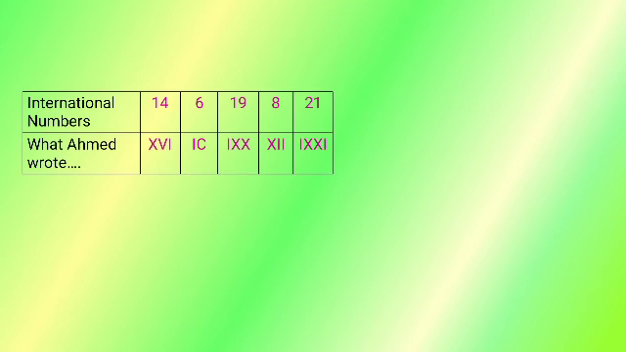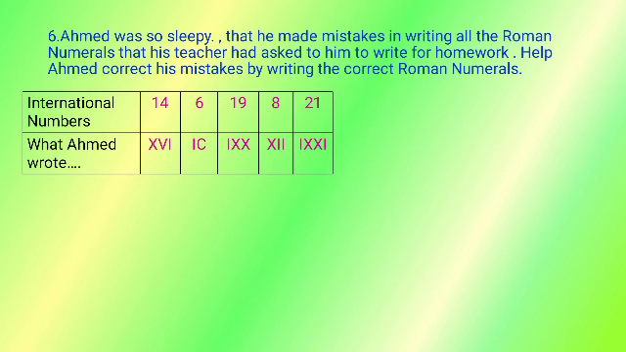Next question. Ahmad was so sleepy that he made mistakes in writing all the Roman numerals that his teacher had asked him to write for homework. Help Ahmad correct his mistakes by writing the correct Roman numerals. Now here, students, what did Ahmad do? When the teacher gave the homework, Ahmad wrote the wrong answers. Now the teacher wants help from somebody else to make it correct.